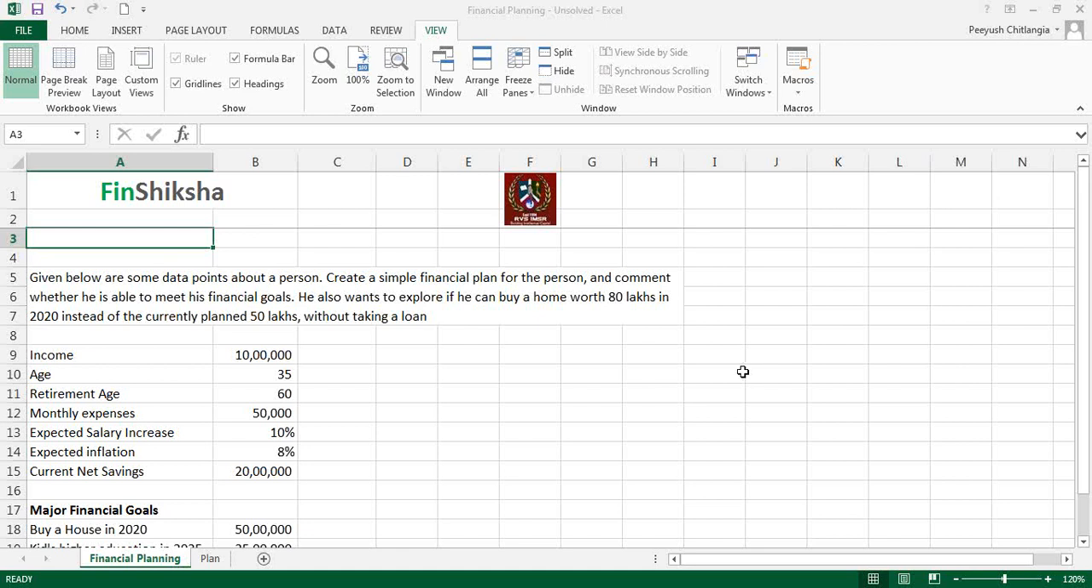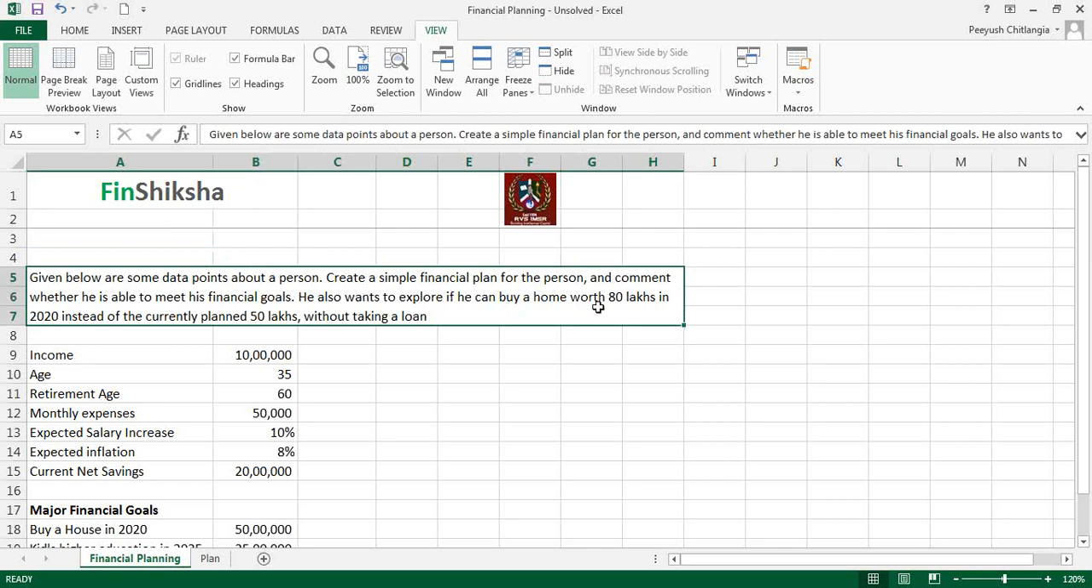In this particular section, we're going to look at what is known as a simple financial planning exercise. Let's assume there is some person who has a certain set of data points which are given. We have to create a simple financial plan and comment on whether he is able to meet his financial goals or not. The person also wants to explore if he can buy a home worth 80 lakhs in 2020 instead of the currently planned 50 lakhs without taking a loan.